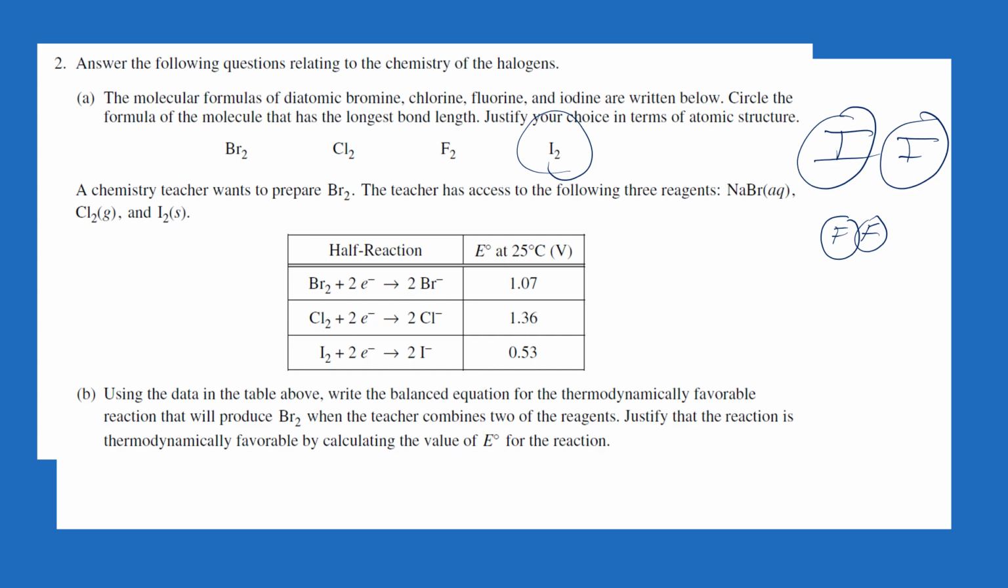Okay, so now the teacher wants to prepare Br2, and they give us 3 half reactions. Write the balanced equation for the thermodynamically favorable reaction. So delta G is negative. Whenever you see thermodynamically favorable, delta G is negative. That will produce Br2. Okay, so we already know that this reaction, the first one, has to be used. It's the only one with bromine, and we need to flip it. So you're going to have 2 bromides forming that Br2 that we're trying to form, and 2 electrons. But since we flipped it to oxidation, it's now a negative 1.07.